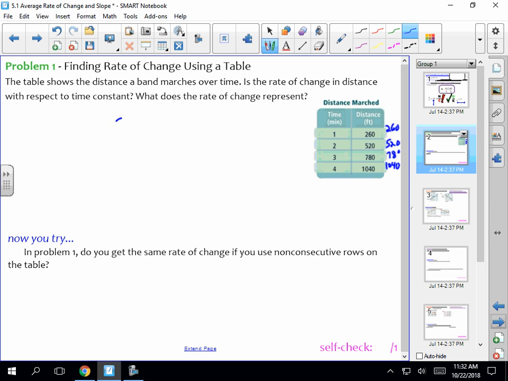The slope, or average rate of change, is equal to 260 feet per 1 minute. We look at the x part of the table, and if that's going up by 1, then this constant difference is our slope. And that rate of change represents feet per minute, 260 feet per minute.